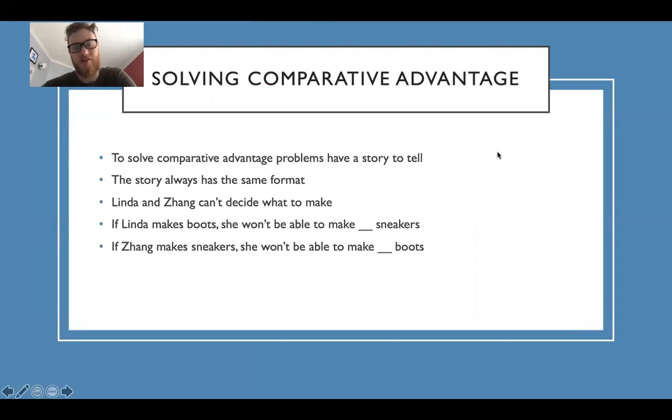Solving comparative advantage. The comparative advantage problems always have a story to tell. The story always has the same format. Linda and Zhang can't decide what to make. If Linda makes boots, she won't be able to make X amount of sneakers. If Zhang makes sneakers, he won't be able to make Y amount of boots.